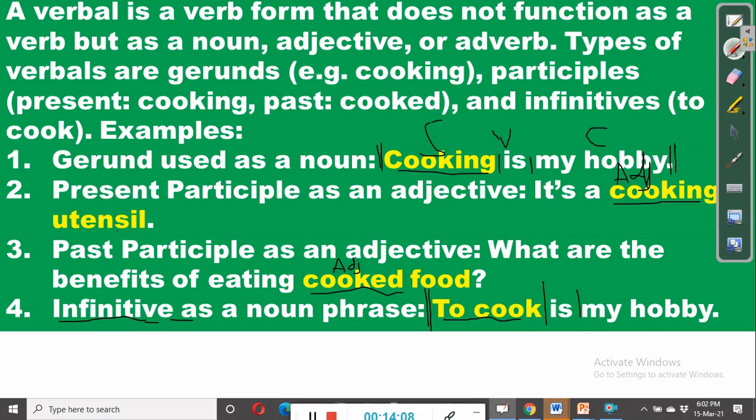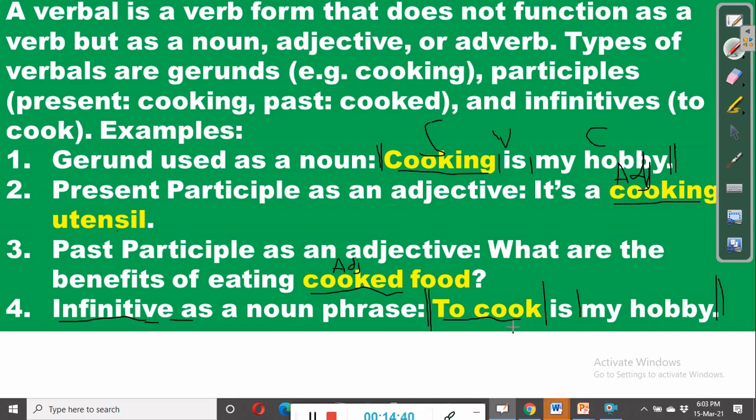Let's again do our sentence analysis so that we will find out the function of the infinitive in this sentence. Now, to cook is my hobby. Now, again, how do we know? Let's use the interrogative method, the interrogative test method. Now, let's say, to cook is my hobby.